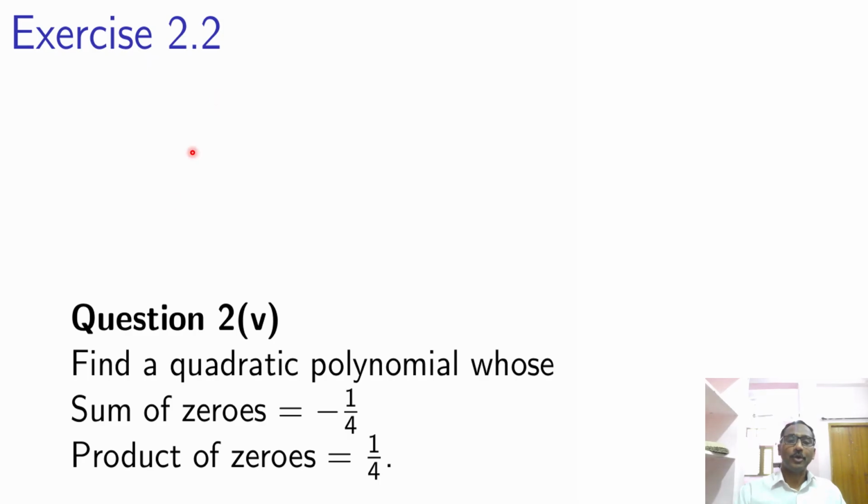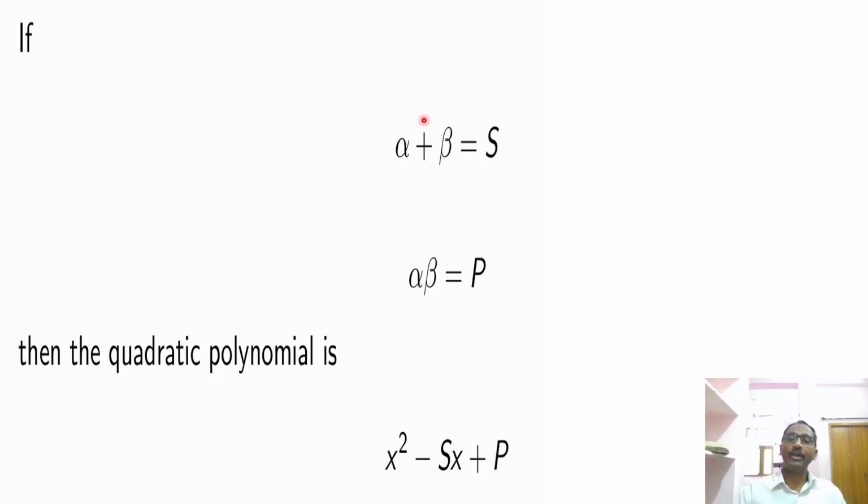Now exercise 2.2, question number 2, fifth bit. Find a quadratic polynomial whose sum of zeros is minus 1 by 4 and product of zeros is 1 by 4. So the formula I have written here.